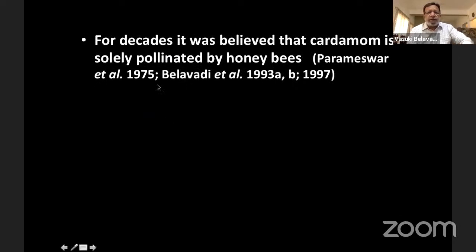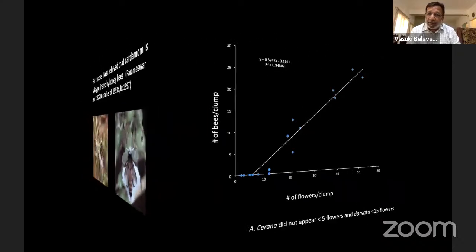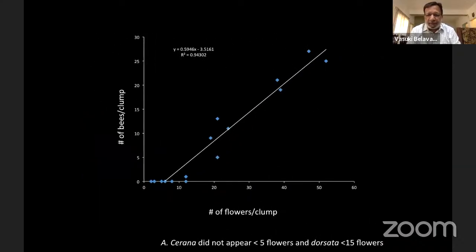Another interesting thing is, for decades, it was believed that cardamom is solely pollinated by honeybees. There are many papers, including from our own team. And the honeybees were Apis cerana, the Indian hive bee, and Apis dorsata, the giant bee. These are the two species most commonly found when we see the cardamom flowers.